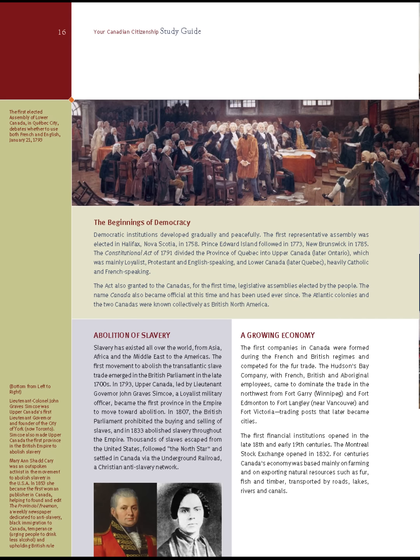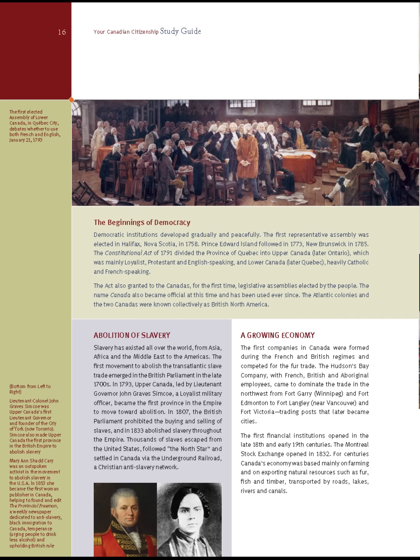In 1807, the British Parliament prohibited the buying and selling of slaves, and in 1833, abolished slavery throughout the Empire. Thousands of slaves escaped from the United States, followed the North Star, and settled in Canada via the Underground Railroad, a Christian anti-slavery network.